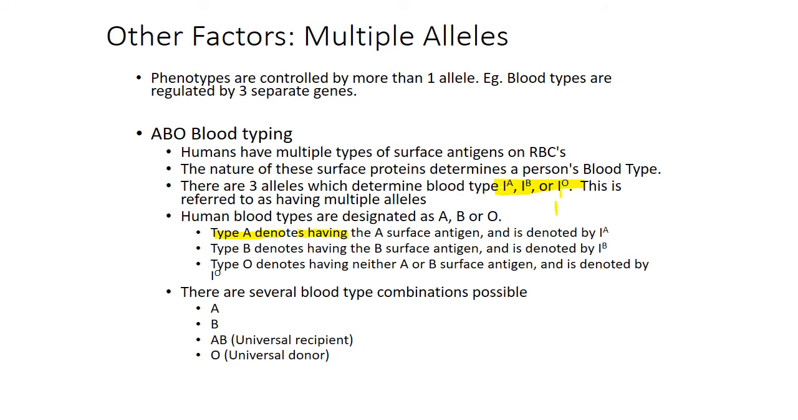Now, type A means that you have the A surface antigen, and this is denoted by IA. Type B says you have the B surface antigen, and this means that you have IB. And type O says that you have neither A nor B surface antigens, and this is denoted by IO or little i. And here are our 4 blood groups. You can be A, B, AB, which is the universal recipient because it can accept from everyone, and O, which is our universal donor, which means it can donate to everyone.